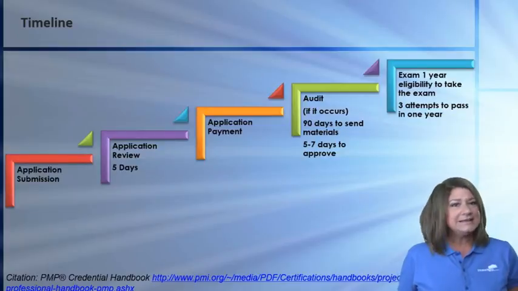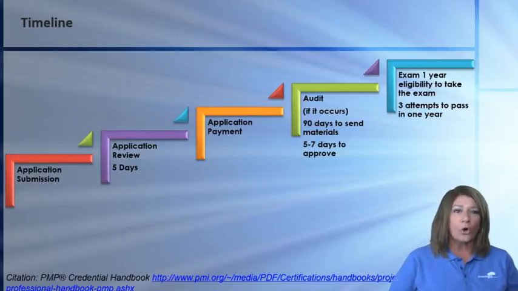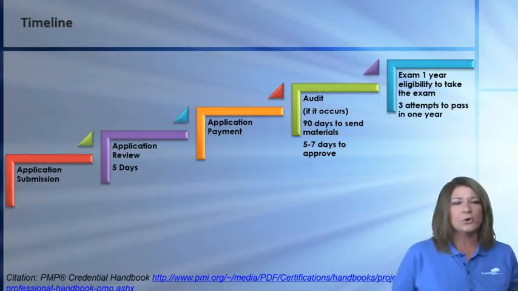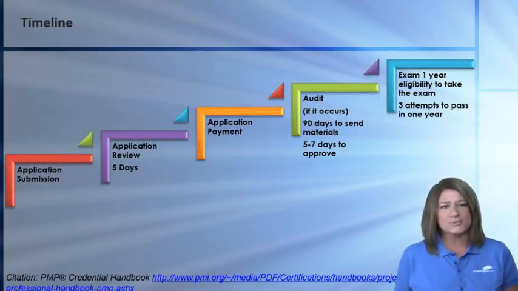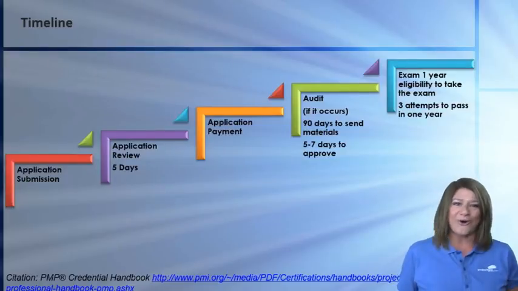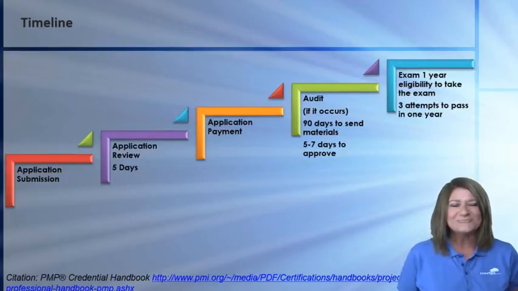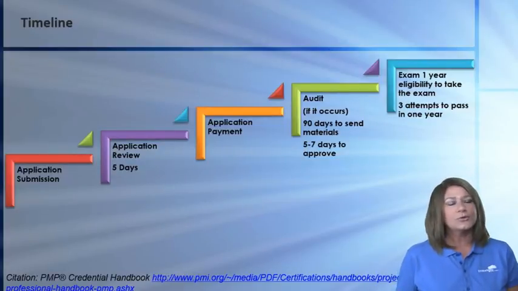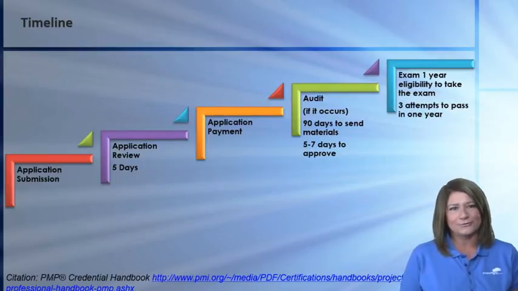You'll have up to 90 days to submit all of the documentation that they're asking for. Basically, signatures from your managers, your customers, your sponsors, and so on, stating that yes, you actually did do all of that work, which I know you did. Once you get that information to them, it will take another probably 5 to 7 business days for them to go through the audit materials and approve.